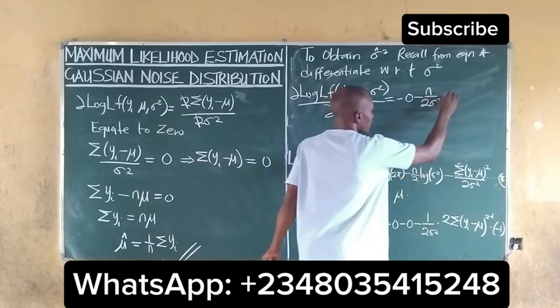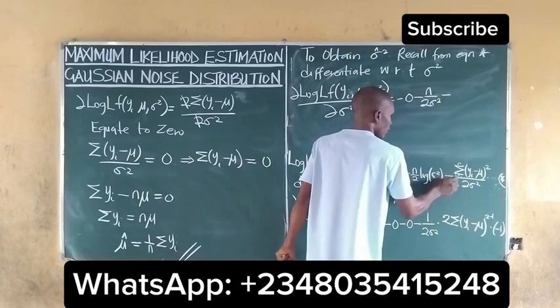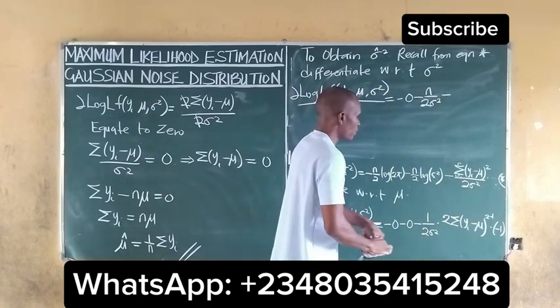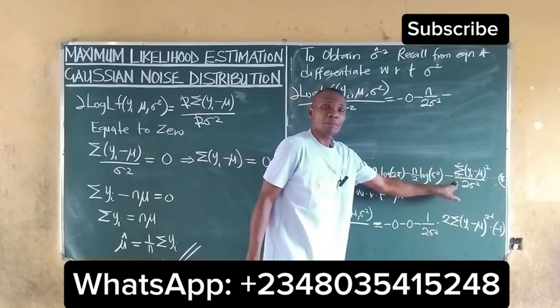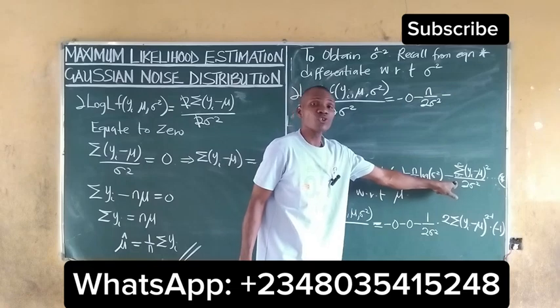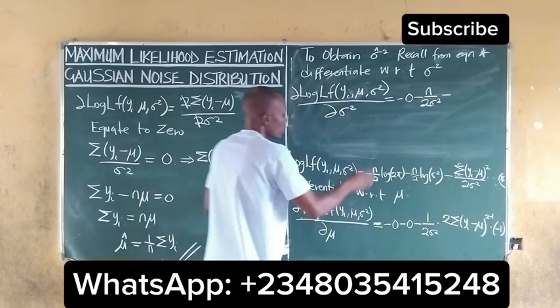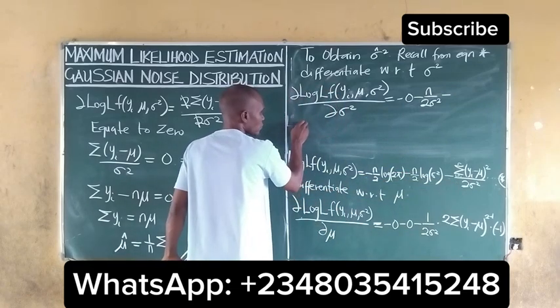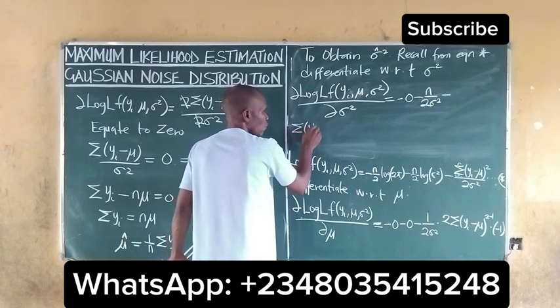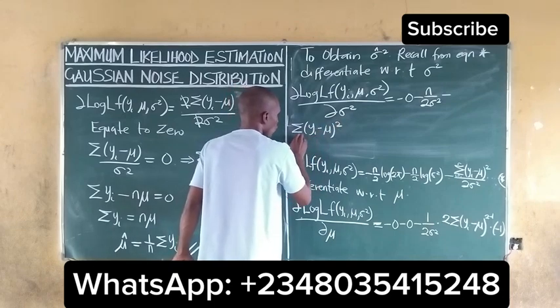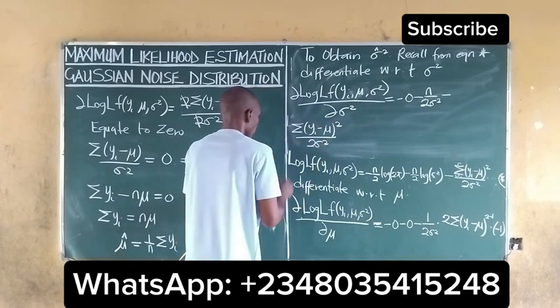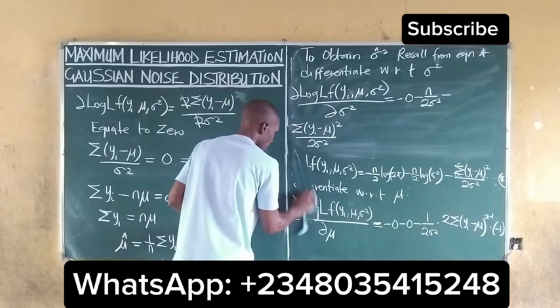We can now delete it. Then we also have minus this function. How do we differentiate this? Very easy. We can use the partial derivative or the quotient rule of differentiation. This function, let us write it out. We have it as summation of yi minus mu raised to the power of 2 all over 2 sigma squared. So we can delete the whole of this. We don't need it.